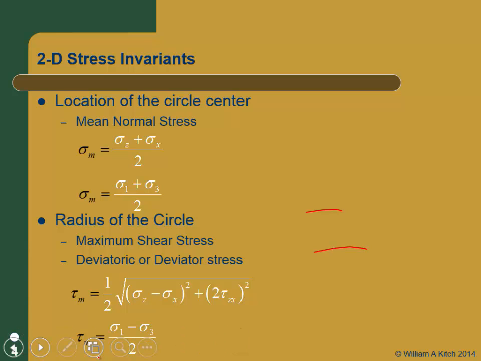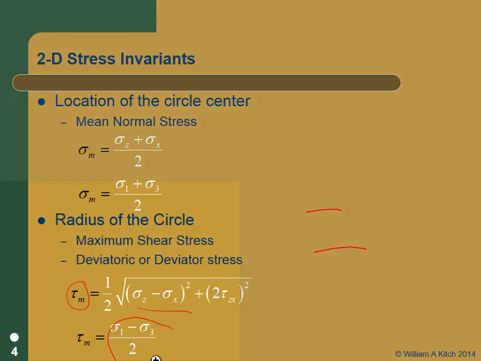So in terms of any arbitrary x and z, if I just do the geometry, the maximum shear stress is the same radius thing we just did, right? In terms of an arbitrary one, it's the square root of the square of the difference of the mean stresses plus 2 times tau squared, with 1/2 on the outside.